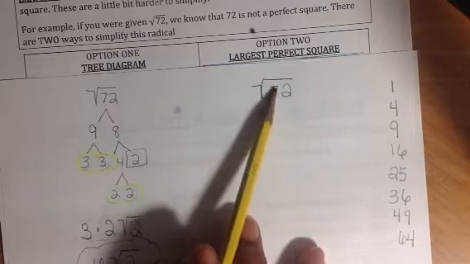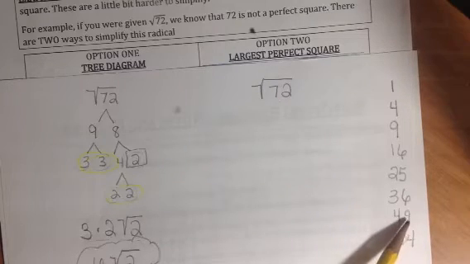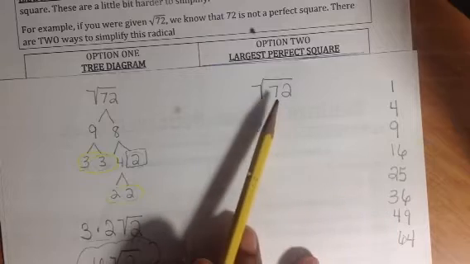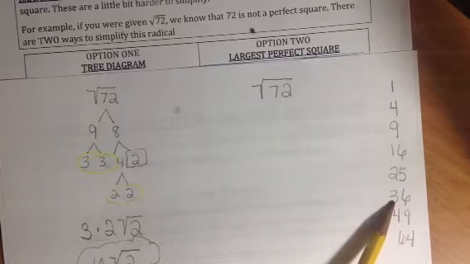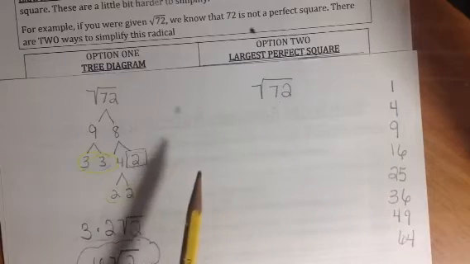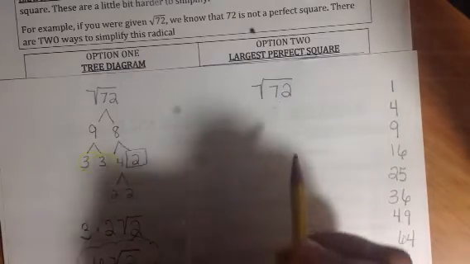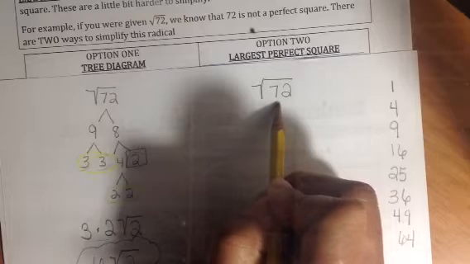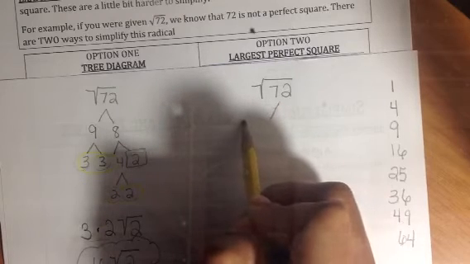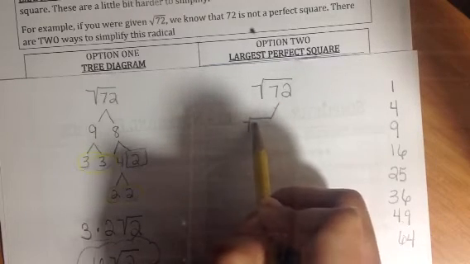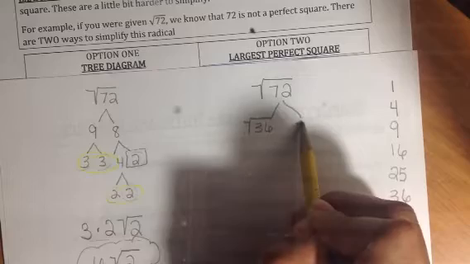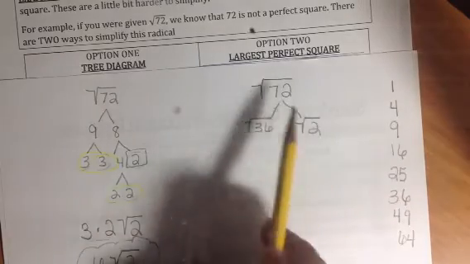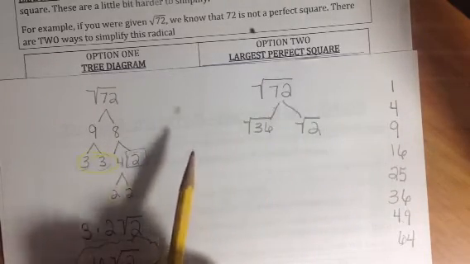49. 49 is not a factor because it doesn't go into 72 evenly. 36. Does 36 go into 72 evenly? It does. So I can break up a radical by saying what times what gives me that radical. So radical 36 times radical 2 gives me radical 72.